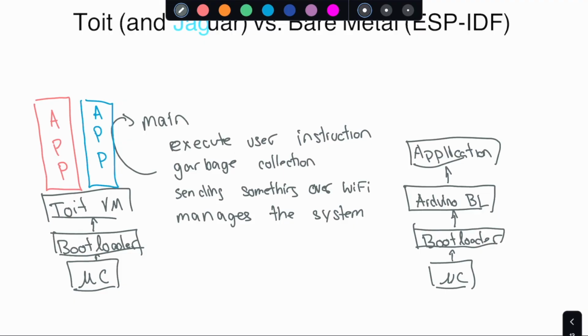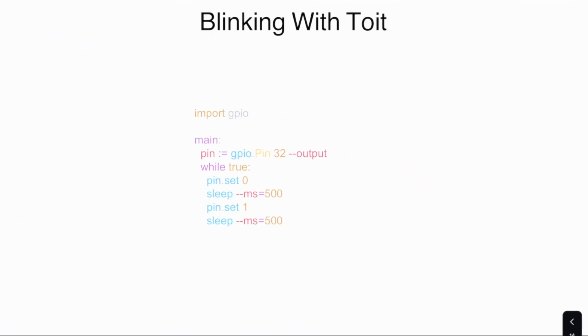And at no point in time do we jump back down. That just does not happen. Instead, your application is given full control over the system, for better or worse. Before moving on, though, I think it's also good to motivate just how strong of a value proposition the TOIT virtual machine actually gives us.